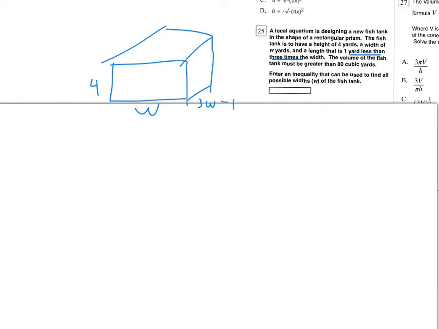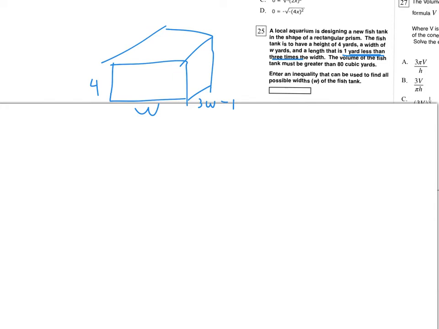All right, next up here, this one, they will have a local aquarium is designing a new fish tank in the shape of a rectangular prism. So it's kind of just like a box. All right, and the fish tank is to have a height of 4 yards, a width of W, and a length that is 1 yard less than 3 times the width. So 3 times the width would be 3W, and then 1 less than that would be minus 1. Anytime you have that 1 less than, that always goes out back of your expression.